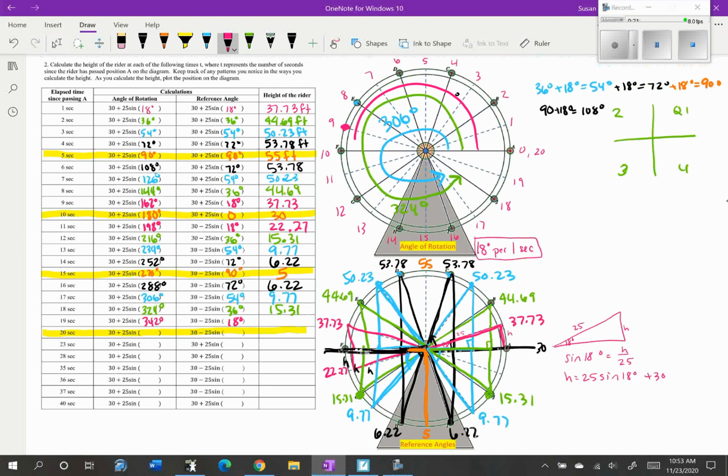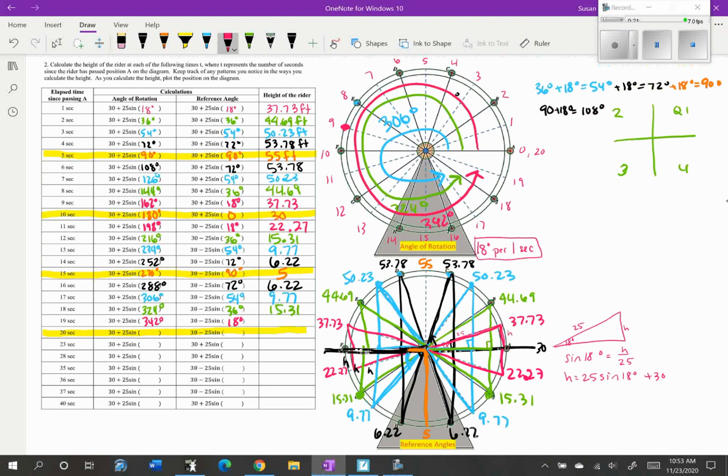And from here all the way around to 19 seconds, we know is 342 degrees, because again, we're just adding 18 degrees each time. And that's using, of course, this reference angle right here. So it should be 22.27 when you plug that into your calculator.